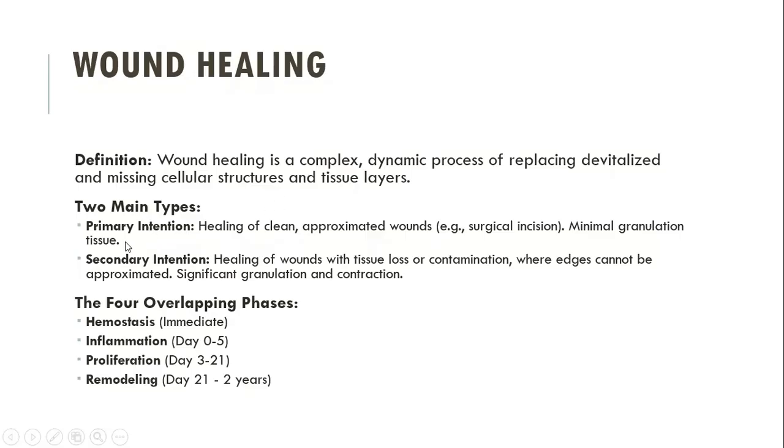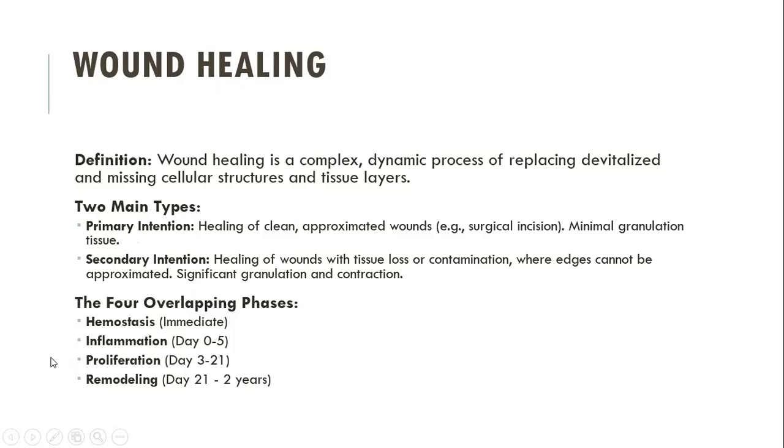Wound healing can occur through primary intention, and it can occur through secondary intention. Primary intention is basically the healing of clean and approximated wounds like a surgical incision, and it has minimal granulation tissue. In secondary intention, the healing of wounds with tissue loss or contamination, where edges cannot be approximated, it has significant granulation and contraction.